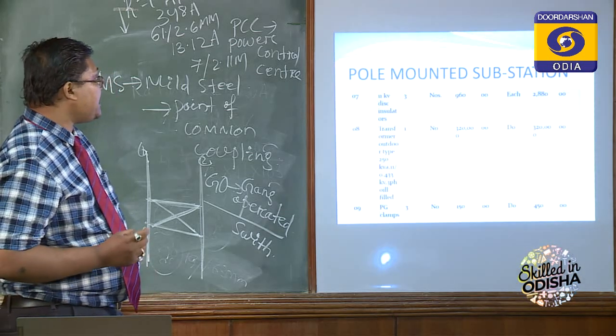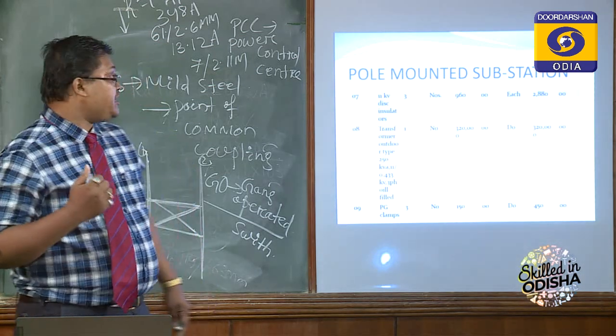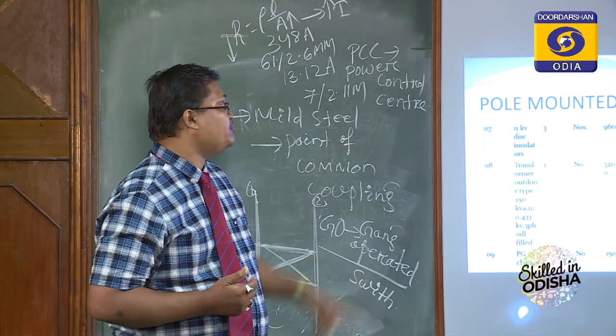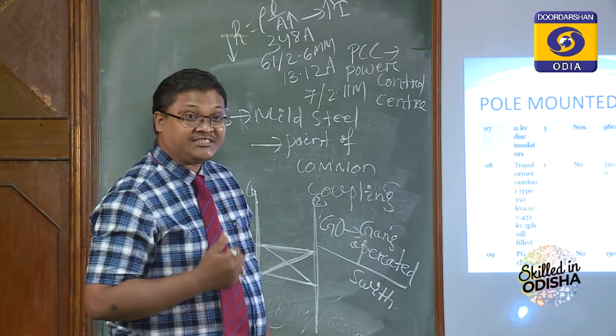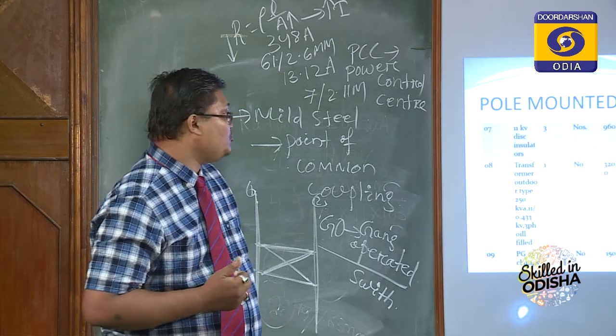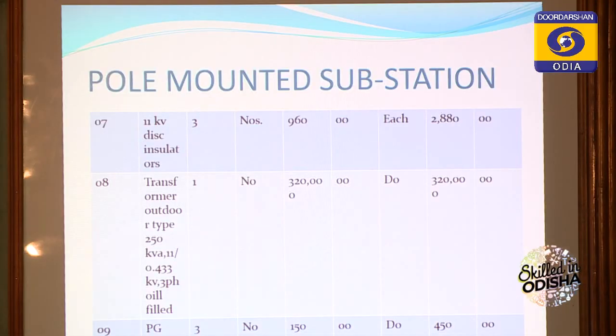Next is 11 kV disc insulator, 3 numbers. For 11 kV, 3 insulators are required. For 33 kV, 6 insulators. So for each 11 kV, we require 3 insulators. Here the HT side is 11 kV, that's why we require 3 numbers. One will cost 960, so the total will cost 2,880 rupees.